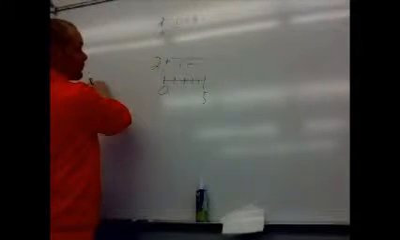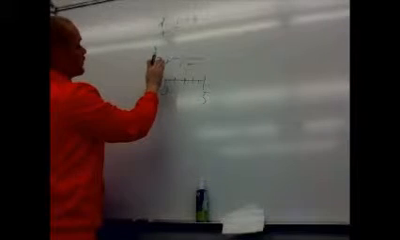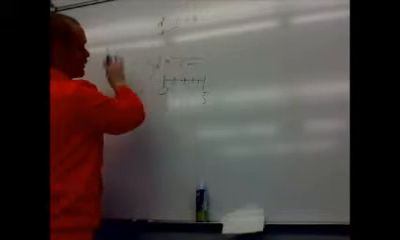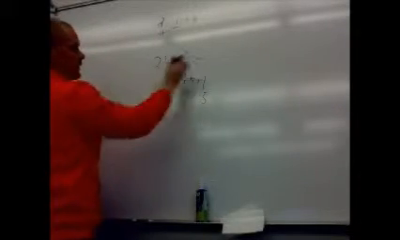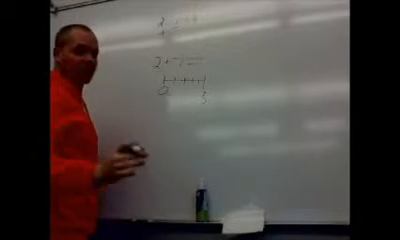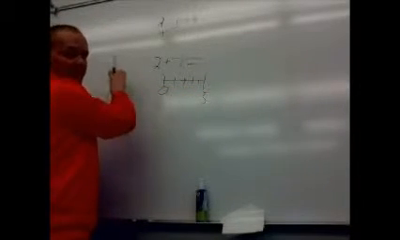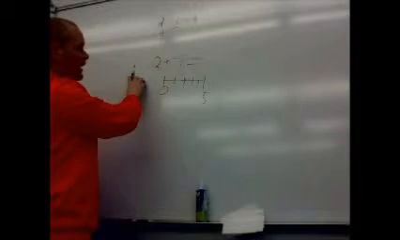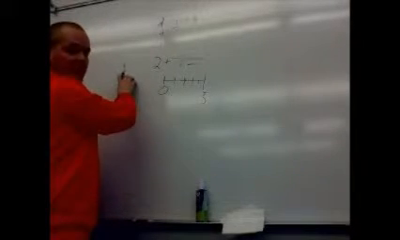So if it's 3 lines, number moves to the left. 2 lines, number moves to the right. Odd number of lines to the left, even number of lines to the right. Say it with me. Odd left, even right. Odd number of lines to the left, even number of lines to the right.